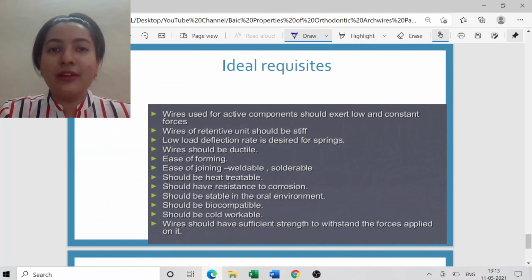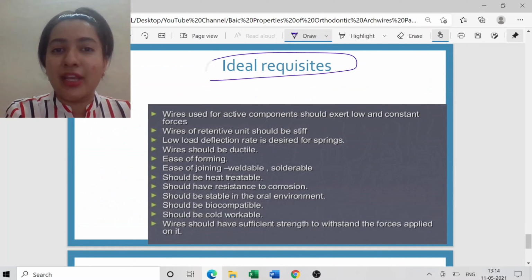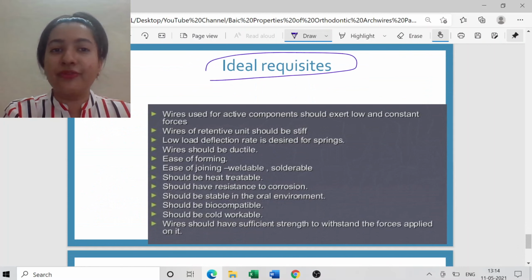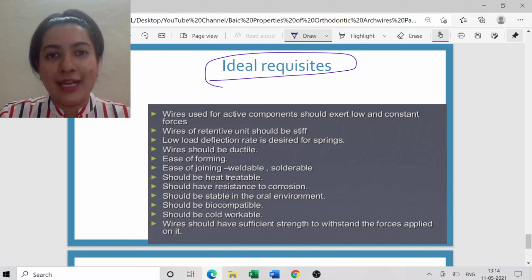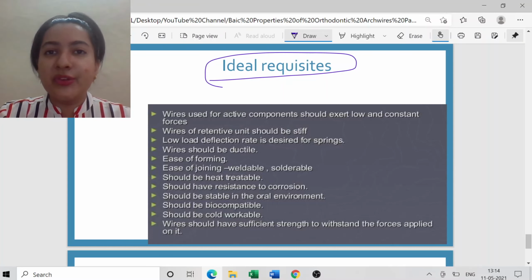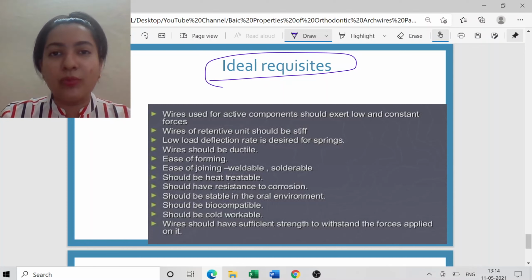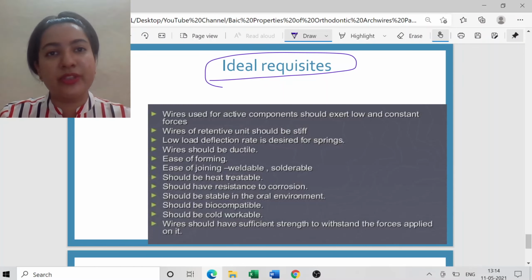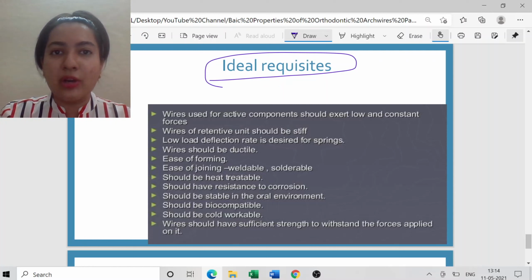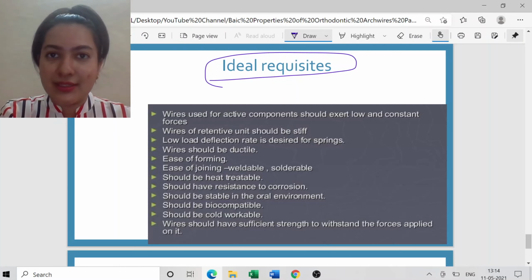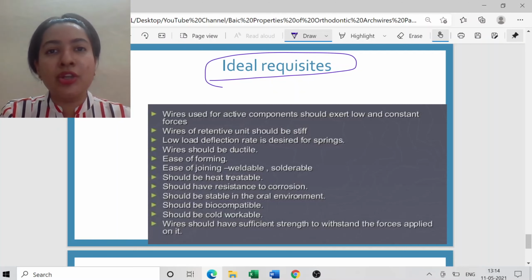Okay. Moving on, you all must be coming around this particular thing, ideal requisites of wires. Whether you are a dental student, an aspirant, or an orthodontic resident, whenever we are talking about wires, brackets, you will always come across, tell me the ideal requisites of this particular thing. Now I will read out the list, each and every point, and based on our previous 3 videos, each and everything should be clear in your mind. It should be crystal clear.